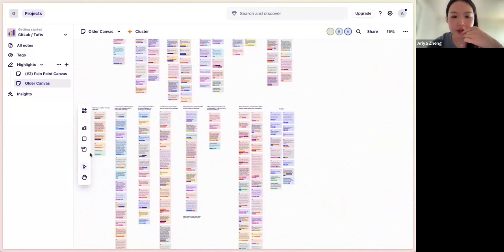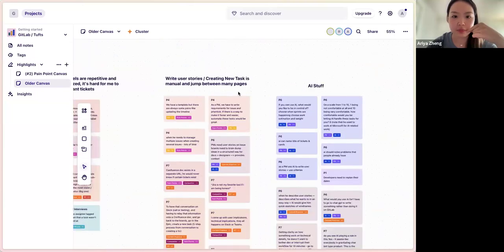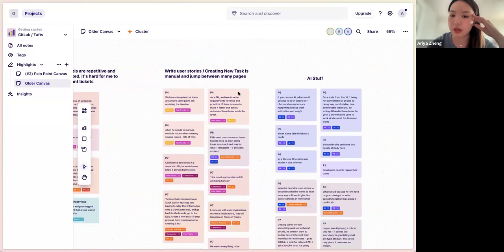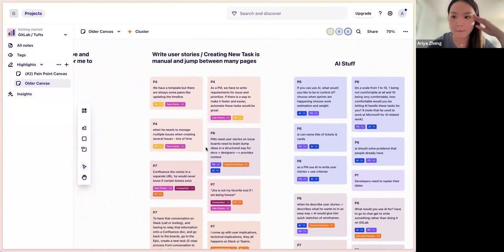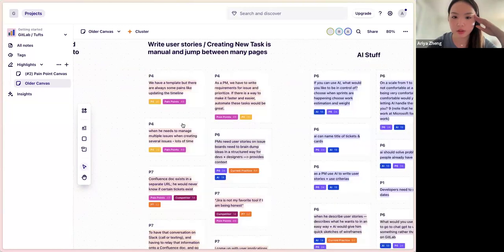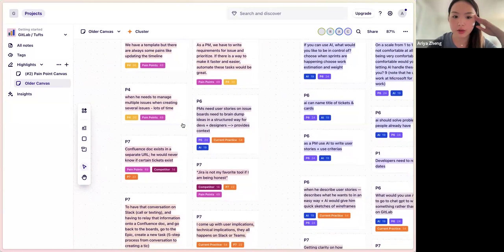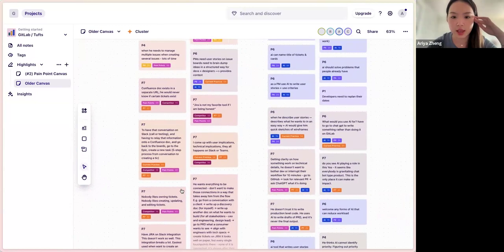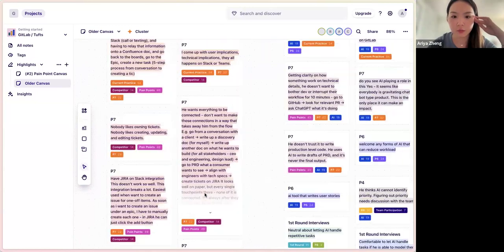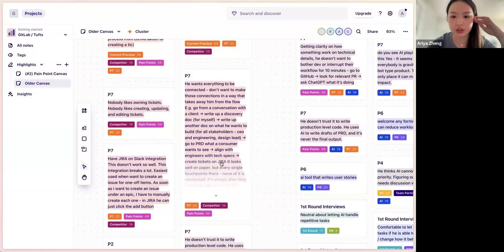And then other themes are related to work in jeopardy. We can talk about that in depth later. And then there are also themes about how it's difficult for them to write user stories, and the process of creating new tasks is really manual and they have to jump between multiple pages. It seems like something a lot of PMs need to do daily, and they wish there was some sort of AI that could help them with a draft to start with.